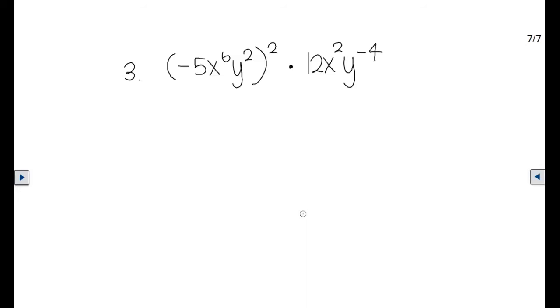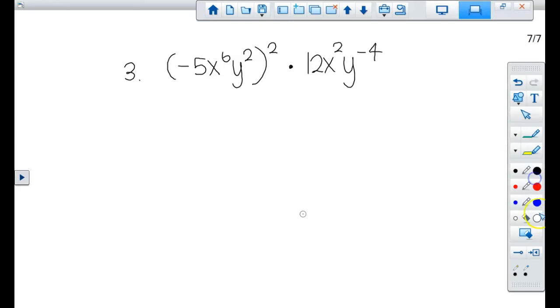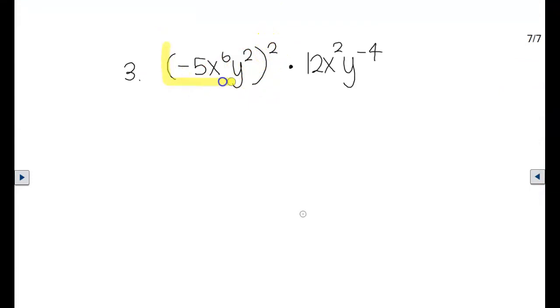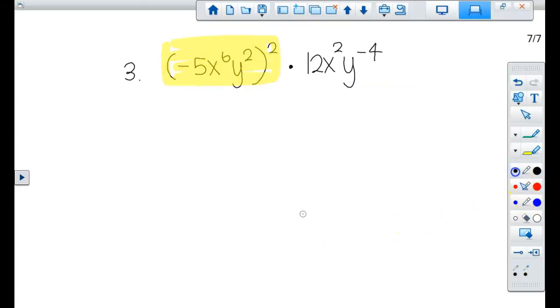All right, so on this problem, do I see power to a power rule being used? And the answer is yes, I do, because I see these parentheses and everything inside is supposed to get squared. So this is what power to a power rule is designed to help me do. So I'm going to do this part of the problem first.